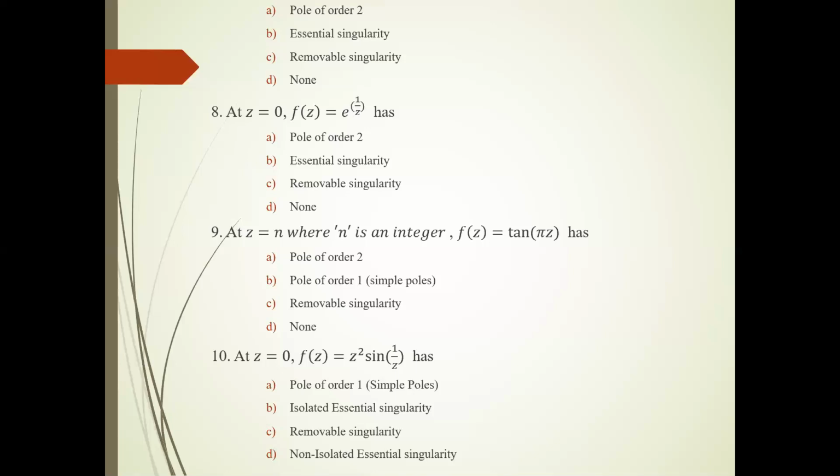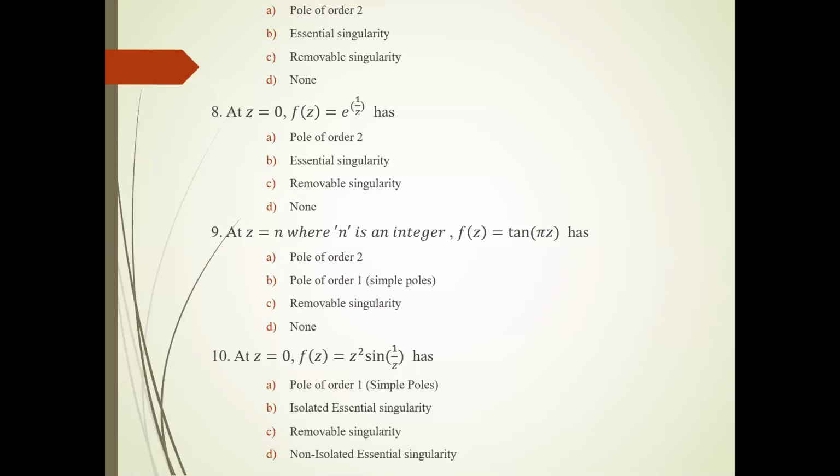What do we get? z into f(z) is equal to z cube into sine 1 by z. If we apply the limit z tends to 0, z f(z) is equal to 0 into sine 1 upon 0. But sine 1 upon z is not a bounded function near zero, it oscillates, so this limit does not exist. That means this function f(z) is equal to z square into sine 1 by z has an essential singularity. So option first and option C are wrong. There are two options left: option B is isolated essential singularity, and option D is non-isolated essential singularity.